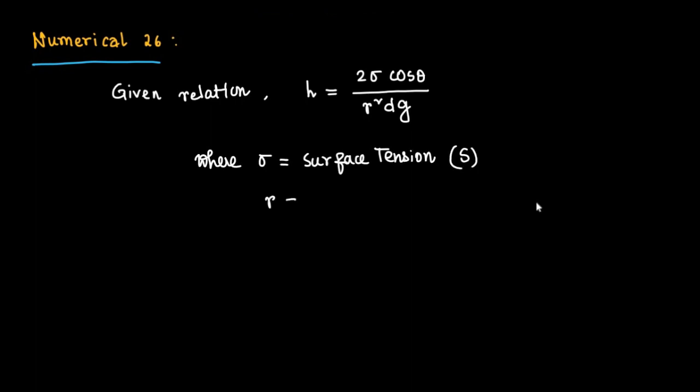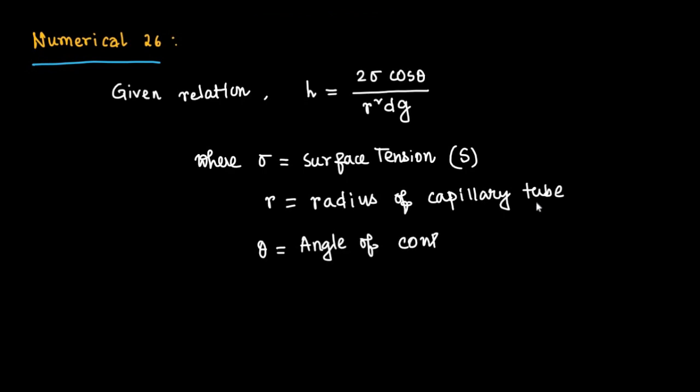Sigma equals surface tension of liquid. R is the radius of the capillary tube. Theta is the angle of contact of liquid with respect to the substance of the container, and d is the density of the liquid.